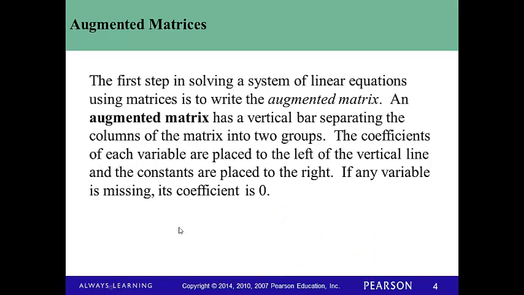The first step in solving a system of linear equations using matrices is to write the augmented matrix. So the first thing you have to do is go from a system of equations into a matrix. Now, an augmented matrix has a vertical bar separating the columns of the matrix into two groups. The coefficients of each variable are placed to the left of the vertical line, and the constants are placed to the right. If any variable is missing, its coefficient is a 0.